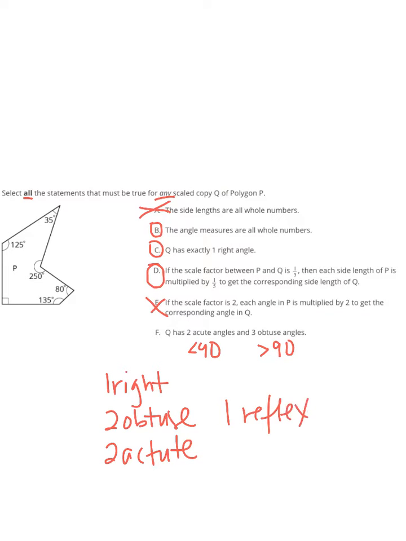So this is not a true statement because it's saying that there are 3 obtuse angles, and that's not true because that other angle, the 250, you can see this little line here, indicates that it's a reflex angle, so that's not it. So in terms of selecting all the statements, B, C, and D are the only ones that work.